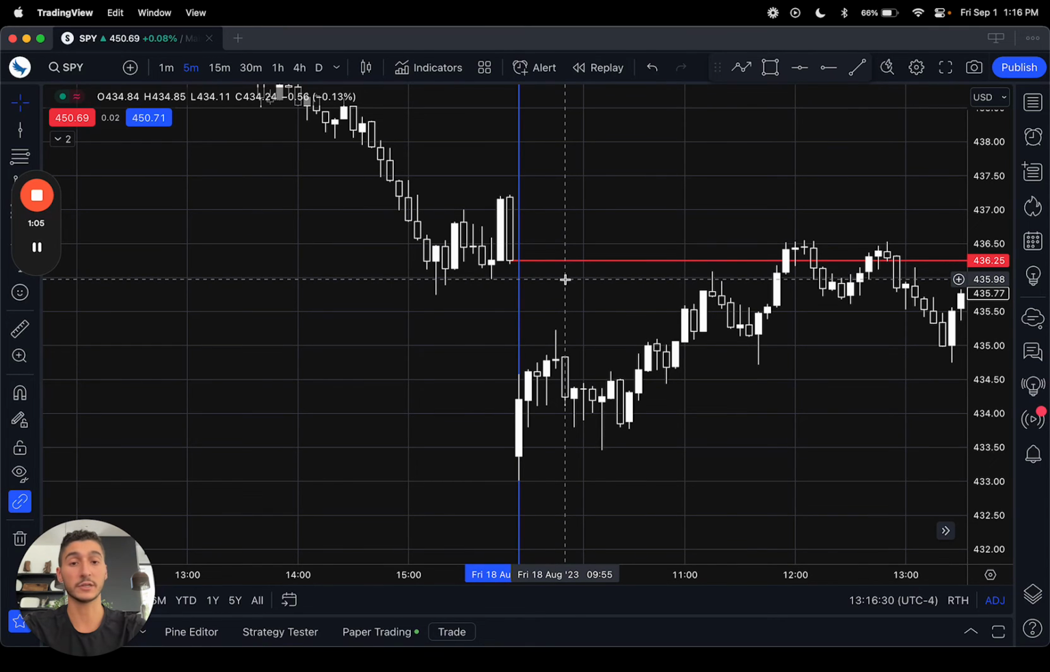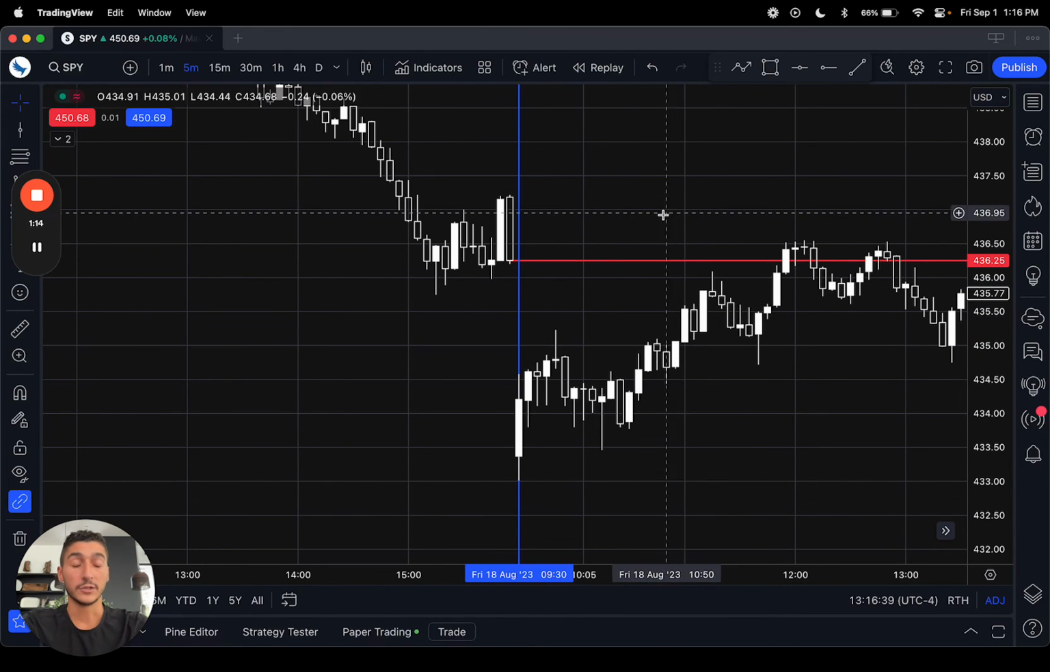74% is such a significant number that it's impossible to ignore. And on days where there are gaps down, you should not be short unless there is an anomaly. So that is how you can use gaps to make money trading.